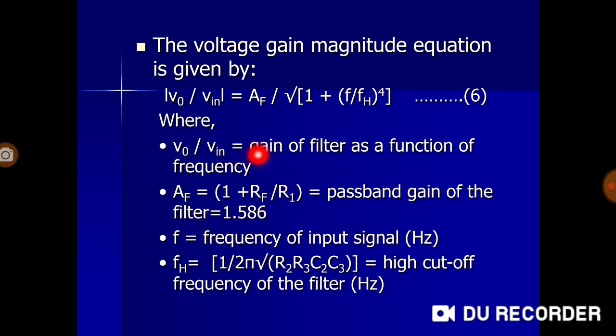Here the next thing is the passband gain AF. It is 1 plus RF by R1, and it is the passband gain of the filter. For a second order filter, to ensure Butterworth response, it has to be 1.586. This value is fixed.